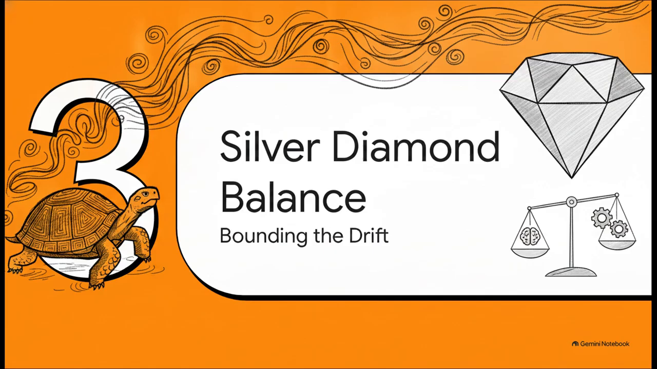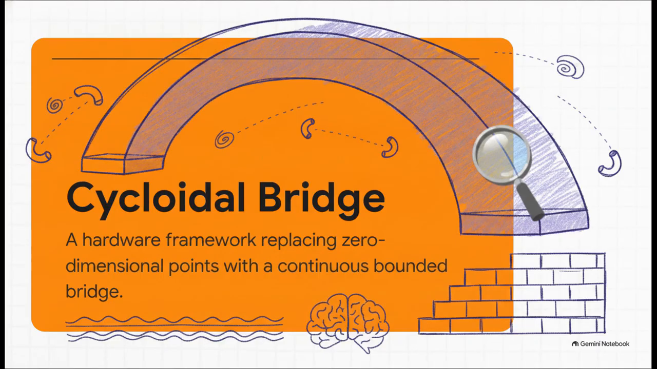Section 3. The silver diamond balance. We obviously can't keep chasing the tortoise forever, right? We need a way to stop the infinite drift and shift to a mathematically balanced system. The solution detailed in the source material is called the cycloidal logarithmic bridge. Now, this isn't just some software patch. It is a unified geometric framework meant to be implemented directly at the hardware circuitry level.